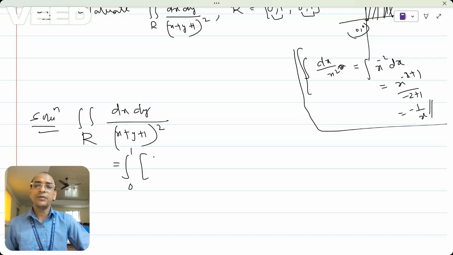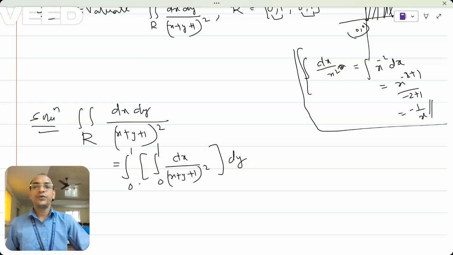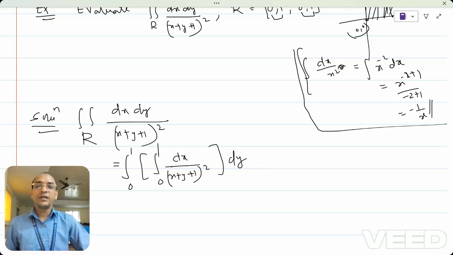Here there is no problem. You can put any one of them outside and any one of them inside, because all the limits are the same. So I am putting x inside and y outside. So the integral with respect to x is the inner integral, and with respect to y is the outer integral. So I will apply this formula.